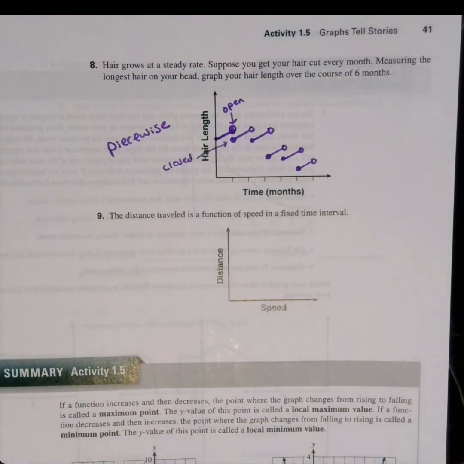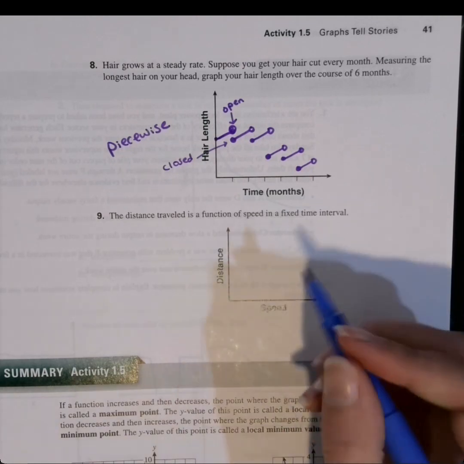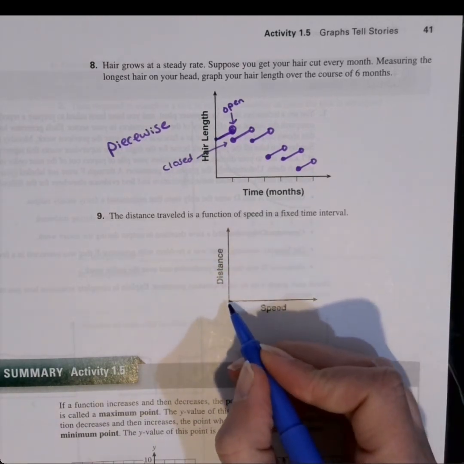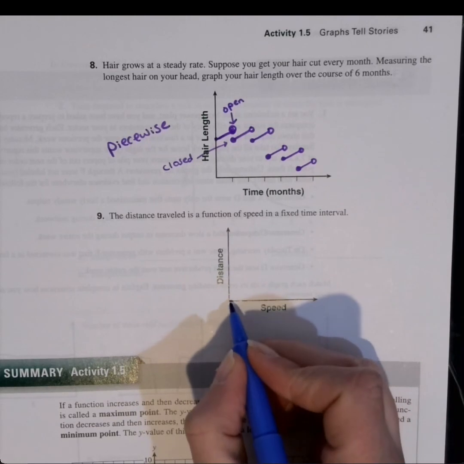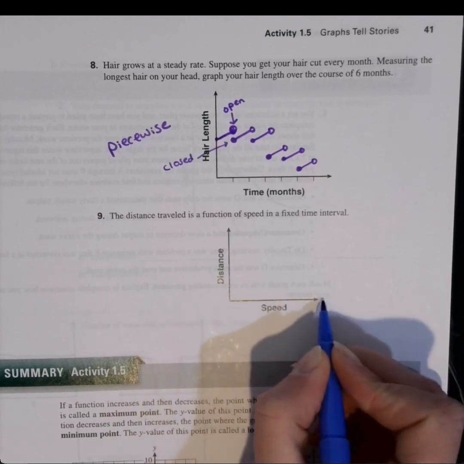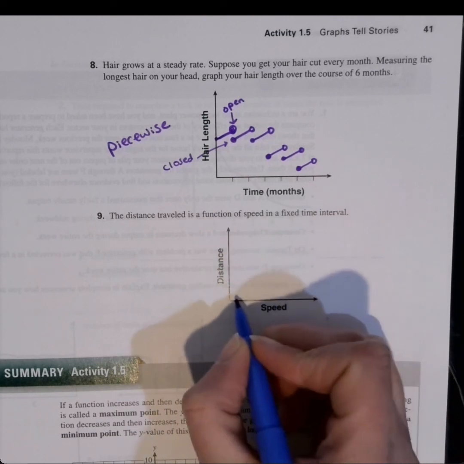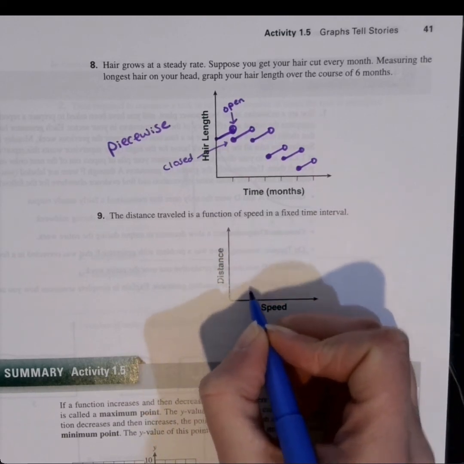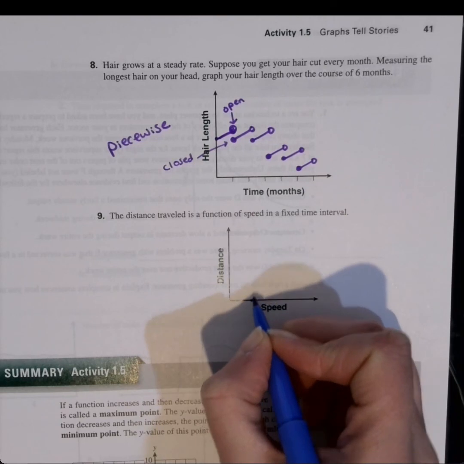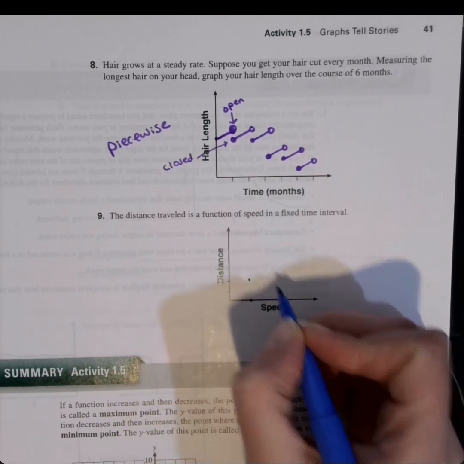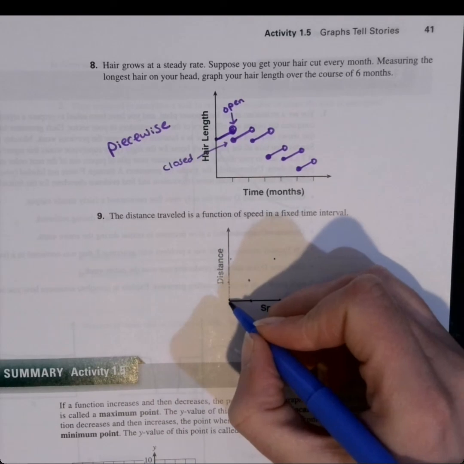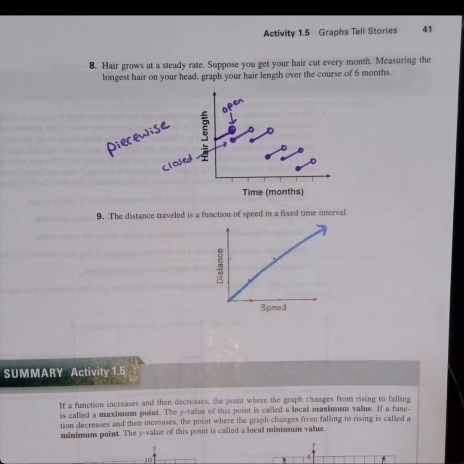The last one. The situation says the distance traveled is a function of speed on a fixed time interval. Okay. So if I am traveling at a certain speed, the larger the speed, the larger the distance. It's kind of steady, right? The larger the speed, the larger the distance. So if my speed increases, my distance increases. So this one might look just like that.